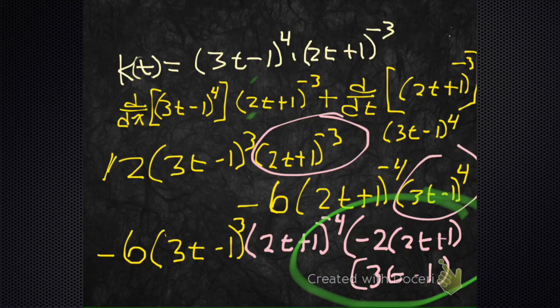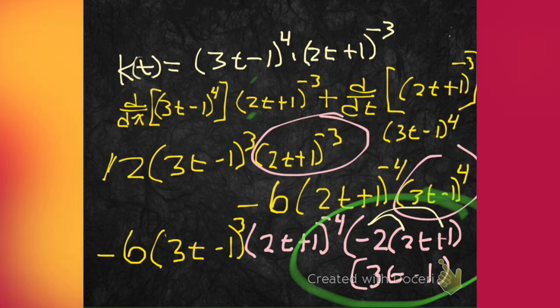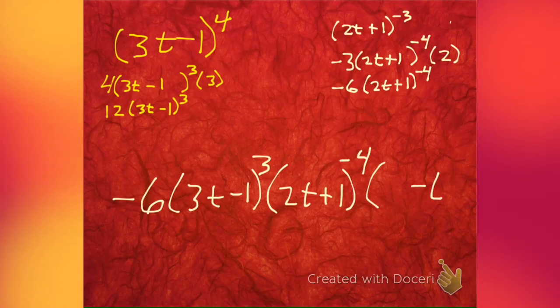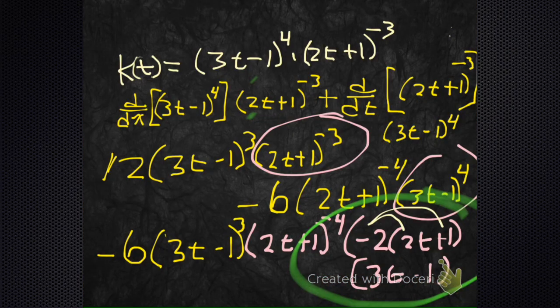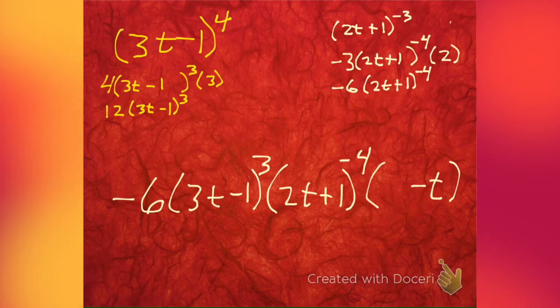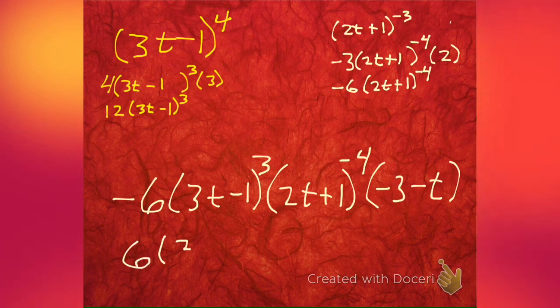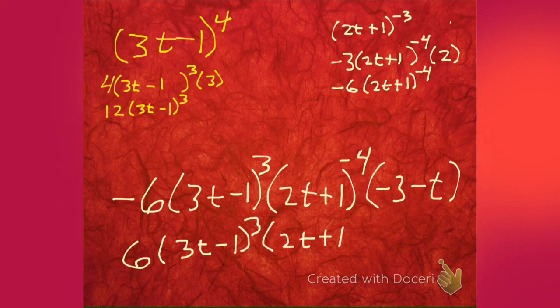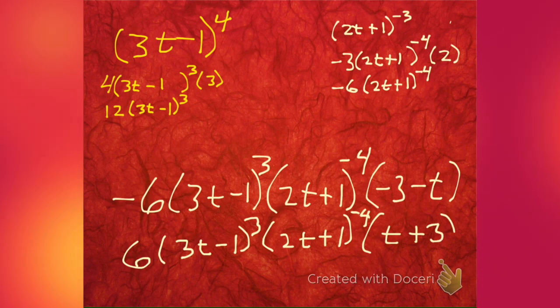And then we're cleaning this part up. This gets you minus 4, and then minus 2. So then the minus 4 and the 3t get you a minus t, and then the minus 2 from here and the minus 1 from there get you a minus 3. Oh, I suppose we could clean that up even better and call that 6 times 3t minus 1 to the third times 2t plus 1 to the minus 4 times t plus 3. I just pulled that negative out of there.